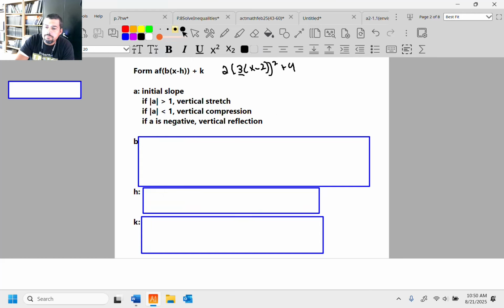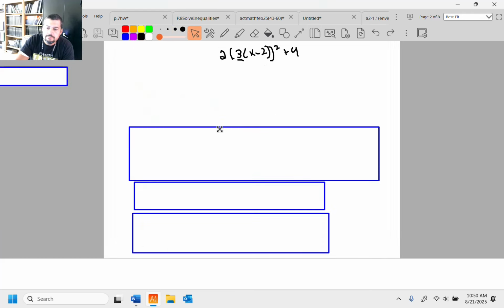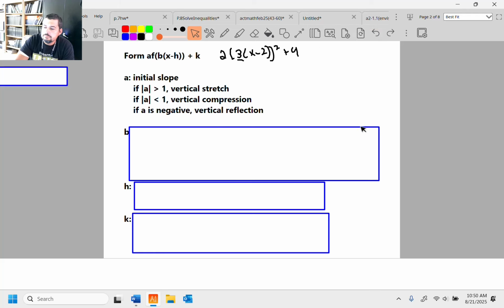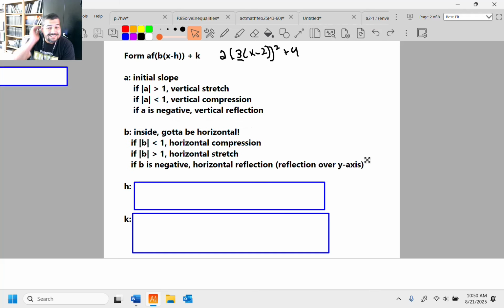All right, moving on to B. B is new for y'all. B is inside, and if you're inside, you're with your x's, so you got to be a horizontal idea. So it is the horizontal stretch or compression, and notice that it's reversed. Up here, if A was bigger than 1, you had a vertical stretch.